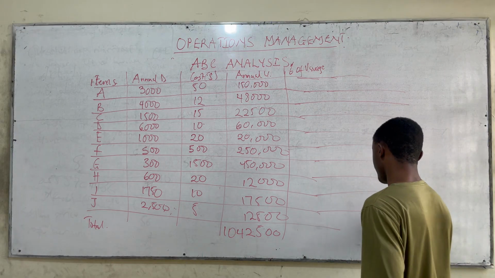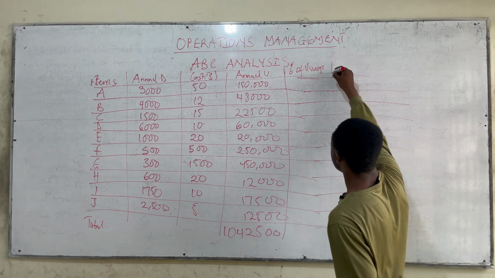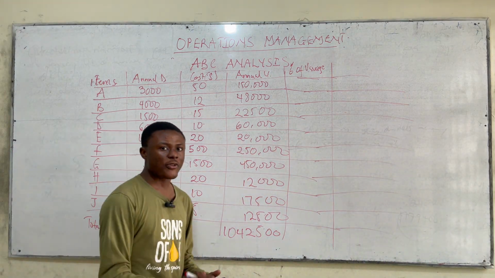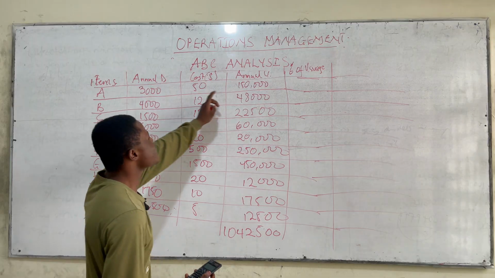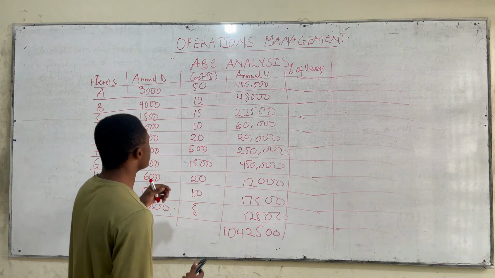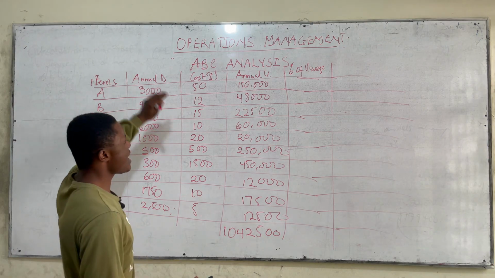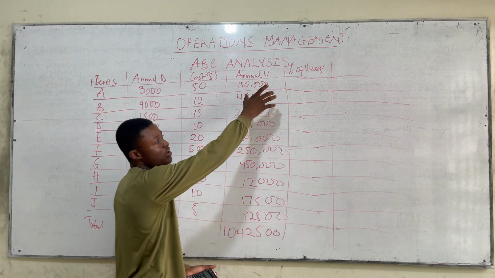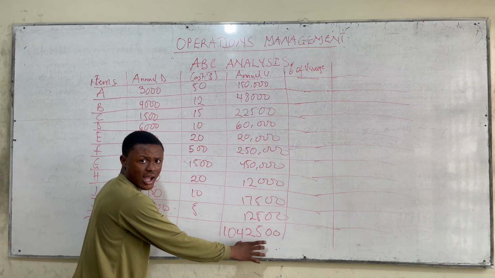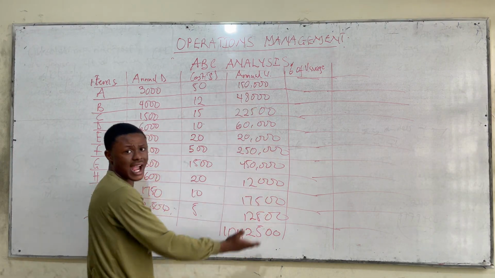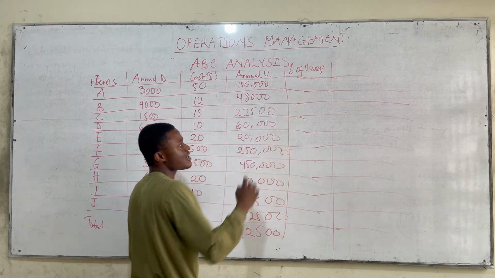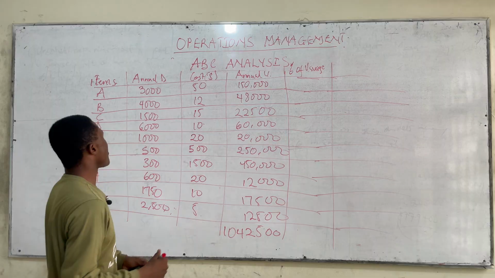So, finding our percentage of usage. To find the percentage of usage for each item, how do you go about it? First, for item A, you take its annual value. You divide this annual value by the total of the annual values added together, multiplied by 100, and then we get the percentage usage for item A.